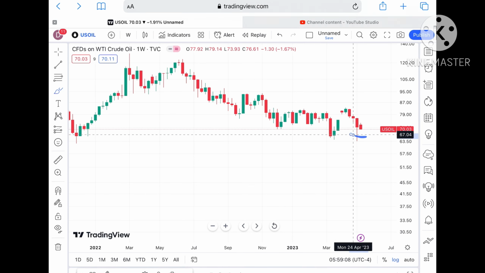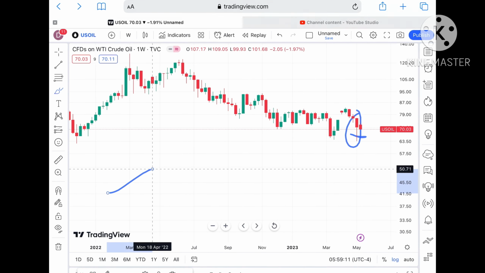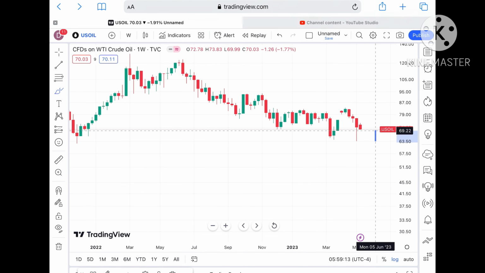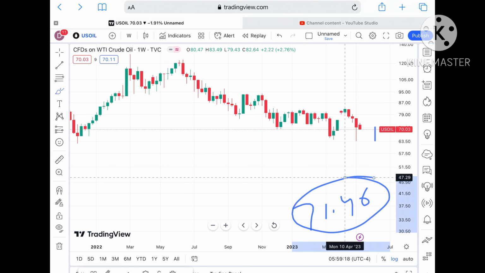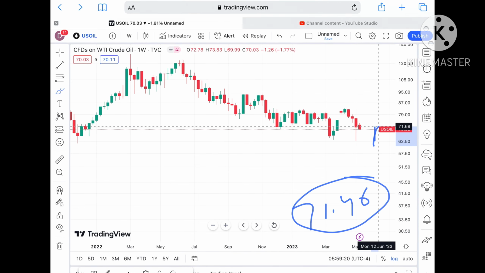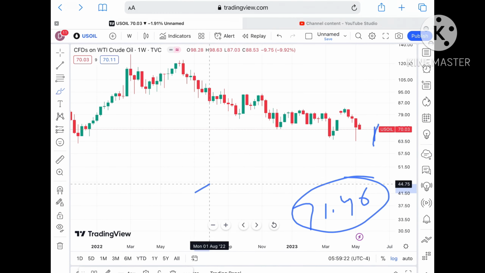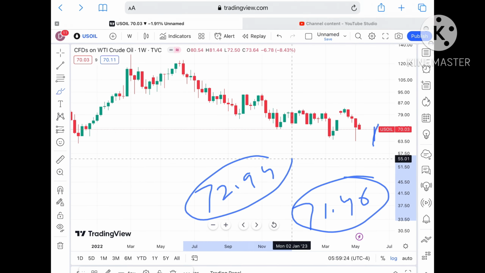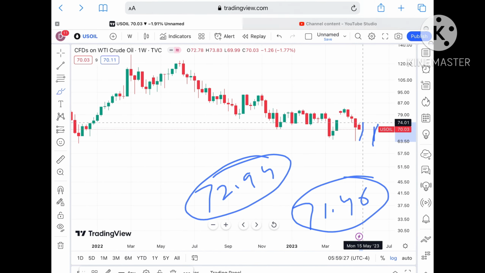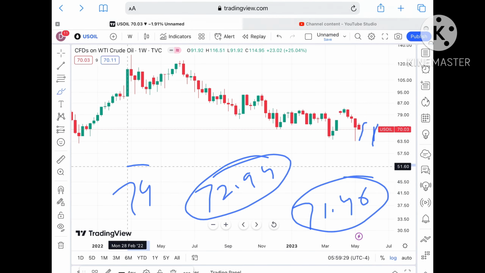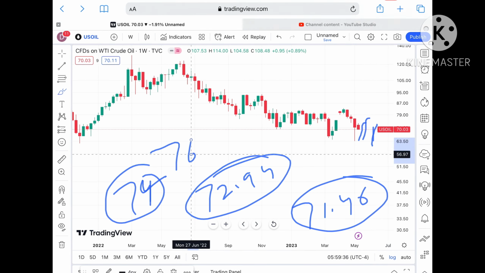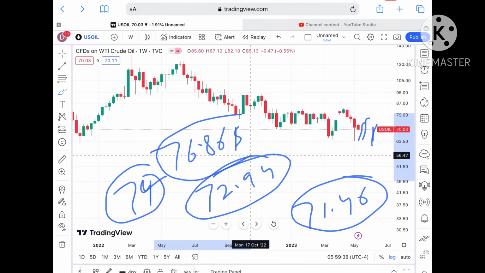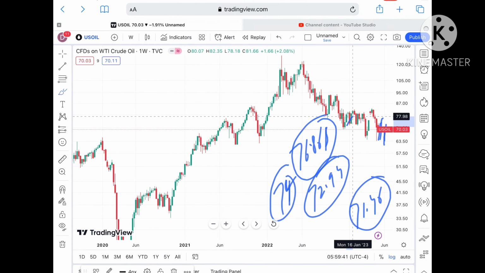Suppose it forms a swing at this particular level, as we have seen a hammer is trying to form. If this level sustains, then the next resistance we can see is at around 71.46. Once it sustains above 71.46, it can cross a level of 72.94, which is already a weak resistance, so chances of going further upside are there. Then we can see a level of $74. If the price moves above that level, chances of going towards 76.86 are there. This 76.86 is already a strong resistance.